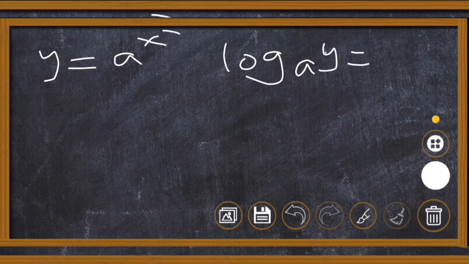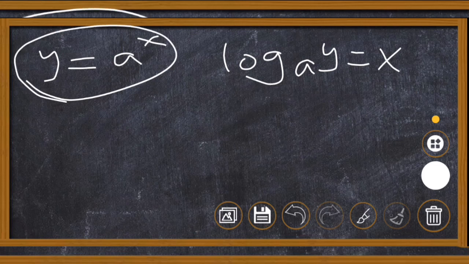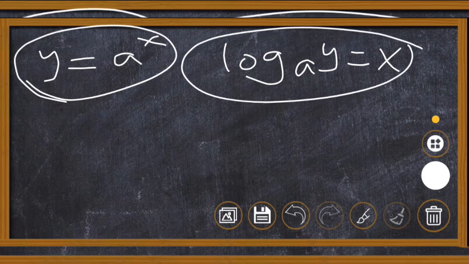And the power becomes the what? The value of the equal sign, which is here. So this is how we basically convert from exponential function into logarithm functions. Let's look at more examples.